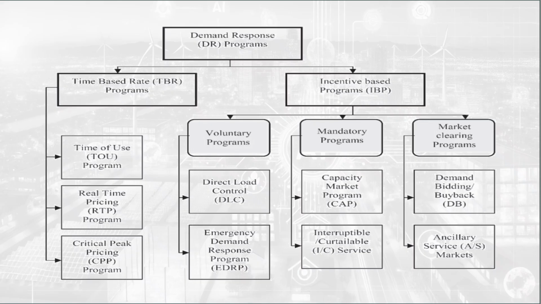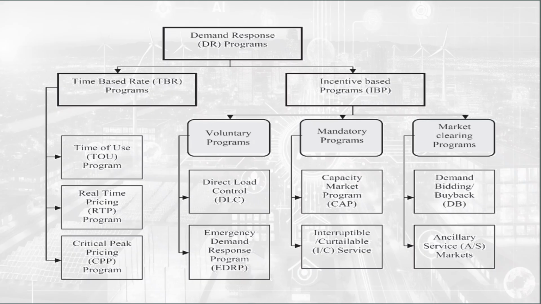In TBR, the electricity price changes for different periods according to the electricity supply cost. The electricity prices are time of use, TOU, real-time pricing, RTP, and critical peak pricing, CPP. In these programs, there isn't any incentive or penalty for customer response.